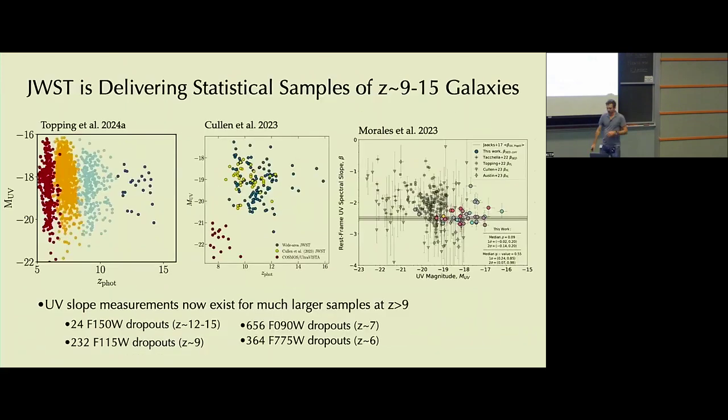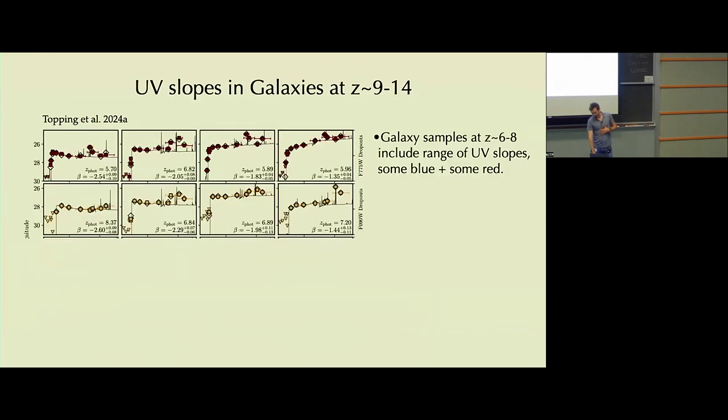Okay, step forward into the modern era with JWST, with NIRCam, we're able to get UV slope measurements now for extremely large samples. Okay, so if you look at redshift 9, we now have over 200 objects that we can make these measurements in, not just the 6 that we could do with Hubble. And of course, we can step out now to redshift 12 to 15 and make the first measurements of the UV continuum slopes at these redshifts too.